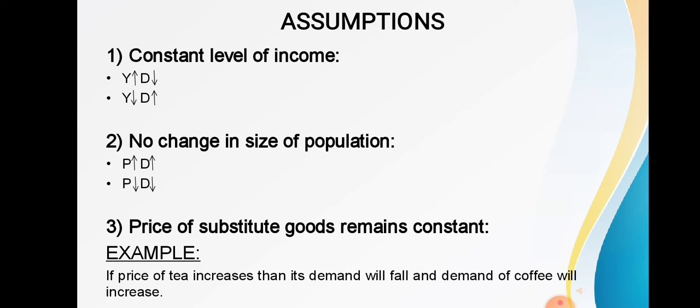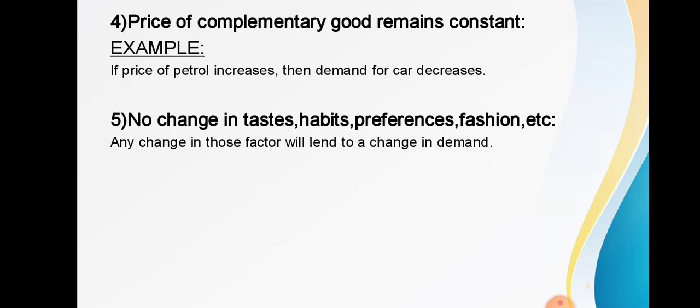For example, if the price of tea increases, are you getting? If the price of tea increases, then the demand of tea is going to fall, and the demand of coffee is going to increase, because tea is a substitute of coffee. I hope the first, second and the third assumption is clear.